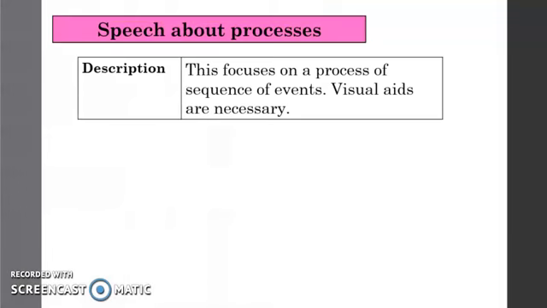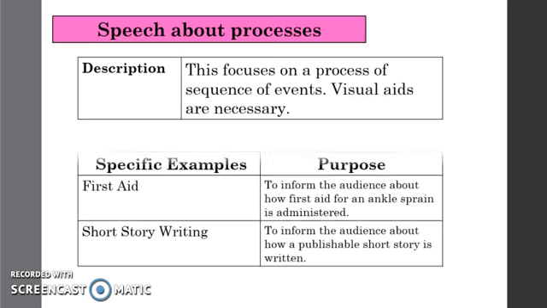Now, next, we have the speech about processes. This focuses on a process or sequence of events. Visual aids are also necessary when writing this one. I have here some examples. We have the first aid. Your purpose could be to inform the audience about how first aid for an ankle sprain is administered. Another example is short story writing. Your purpose could be to inform the audience about how a publishable short story is written.